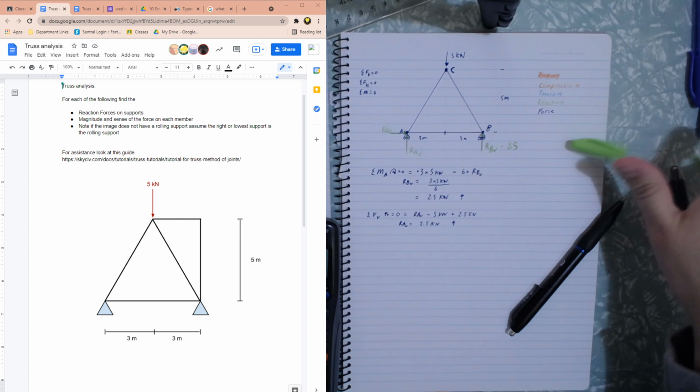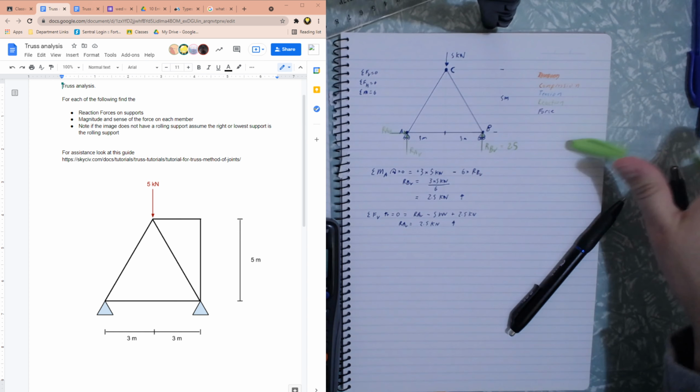This means that we have this 5 kilonewton force over here. Now if we measure the perpendicular distance, it's going to be this distance over here, which is 3 meters. This is the perpendicular distance of that force. So that will be 3 times 5 kilonewtons, and it is going in the clockwise direction, so it's positive.